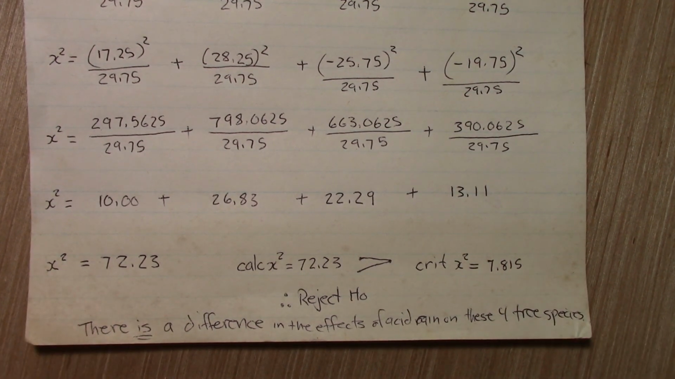But that should give you an idea of how to do a one-dimensional chi-squared. I'm going to do a second video where I show you how to do a two-dimensional chi-squared.